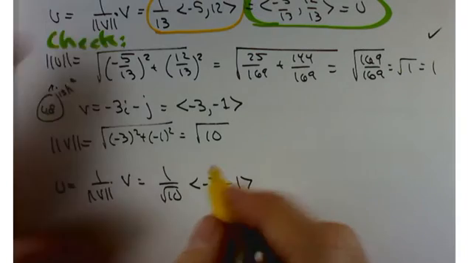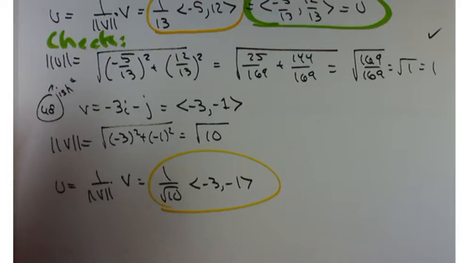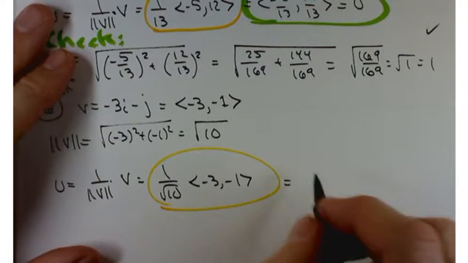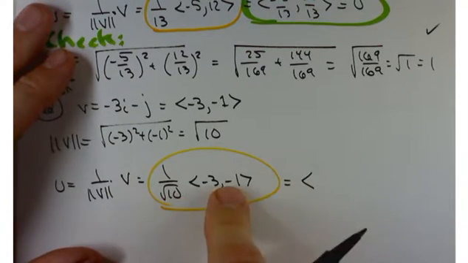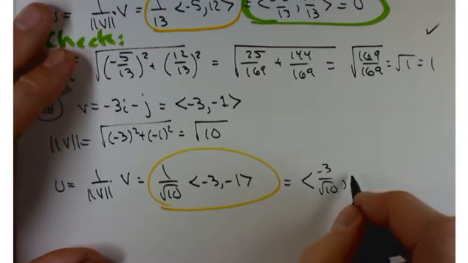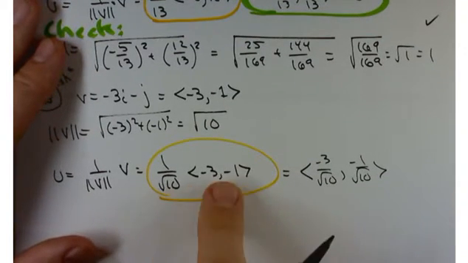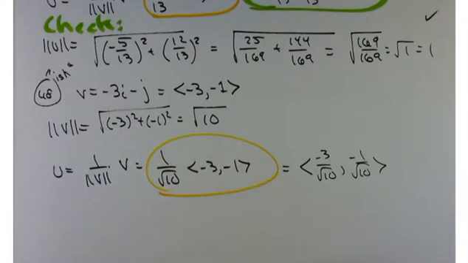That's fine right here. If you want to be really thorough or different, whatever it is, you can distribute that. That'd be negative 3 over the square root of 10 and negative 1 over the square root of 10. But this is a scalar. It multiplies both components of your vector.